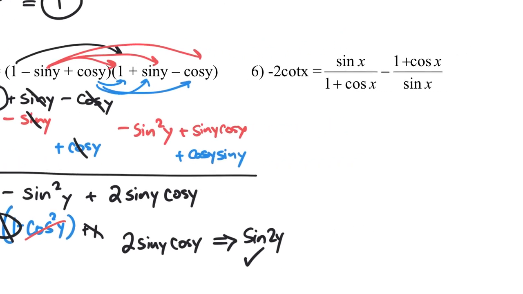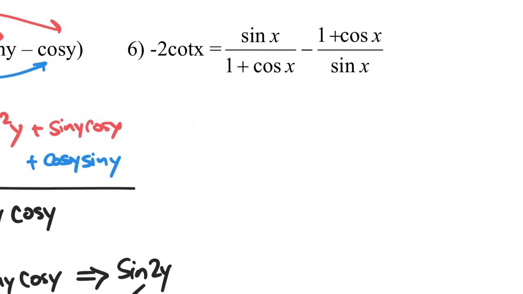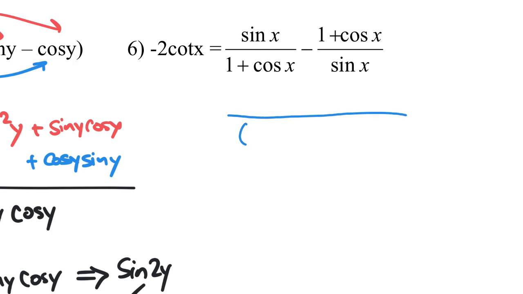So in this case, we distributed, and we were able to cancel quite a bit. All right, guys, one last problem here. Now we have negative 2 cotangent x equals sine x over 1 plus cosine x minus 1 plus cosine x over sine x. I'm not sure where we're going to end up, but my first instinct on a problem like this is to create a common denominator. I'm going to create that common denominator by multiplying by the other denominator in the problem.